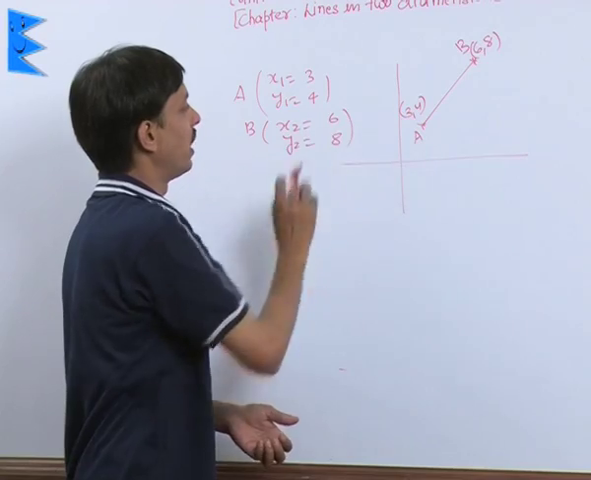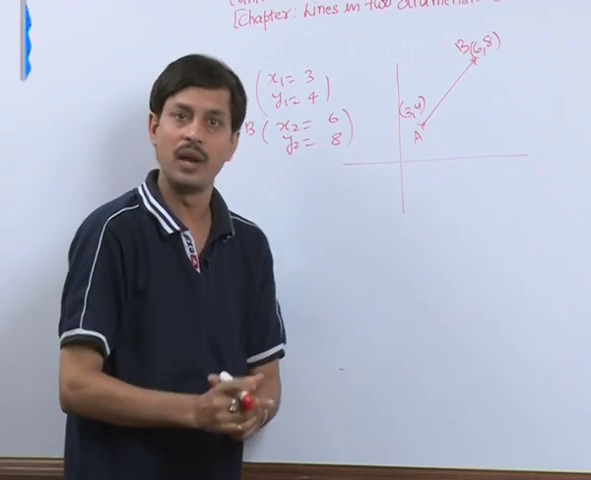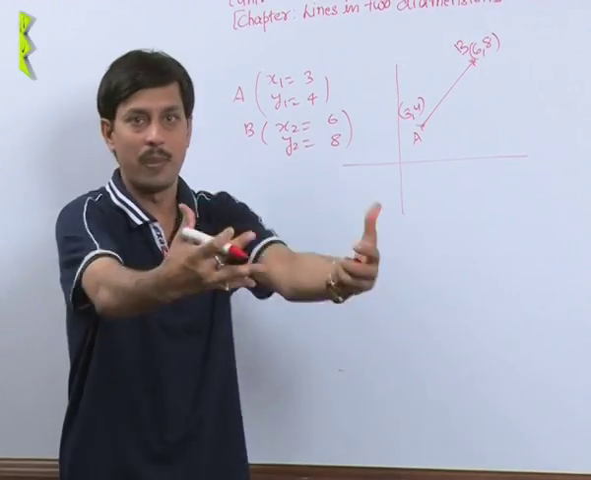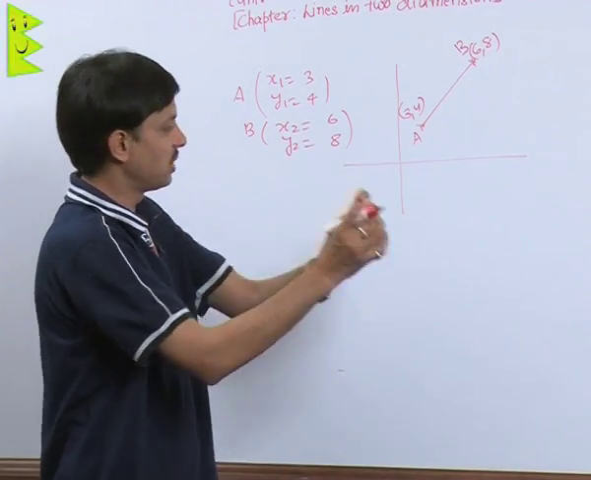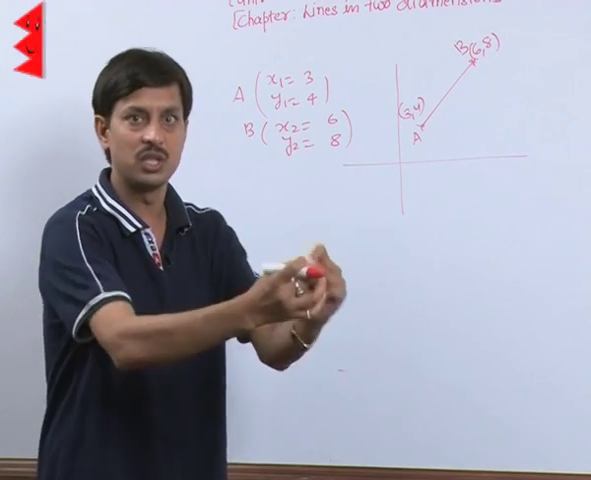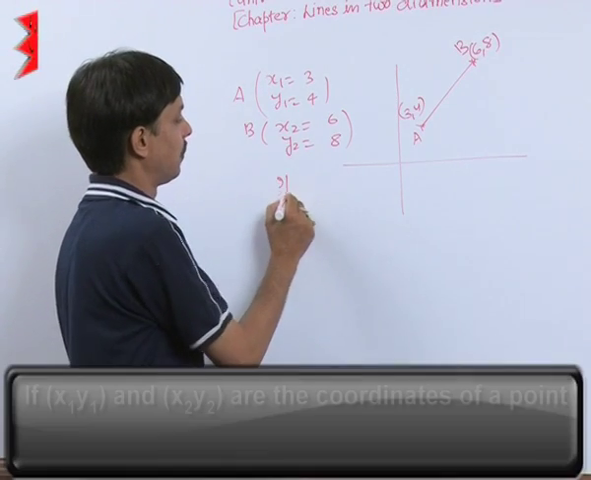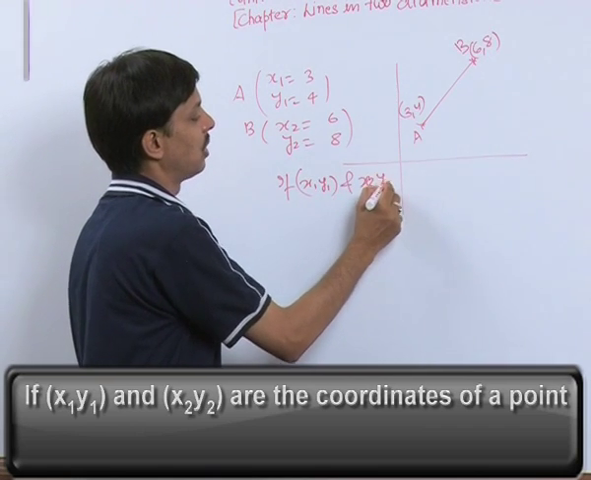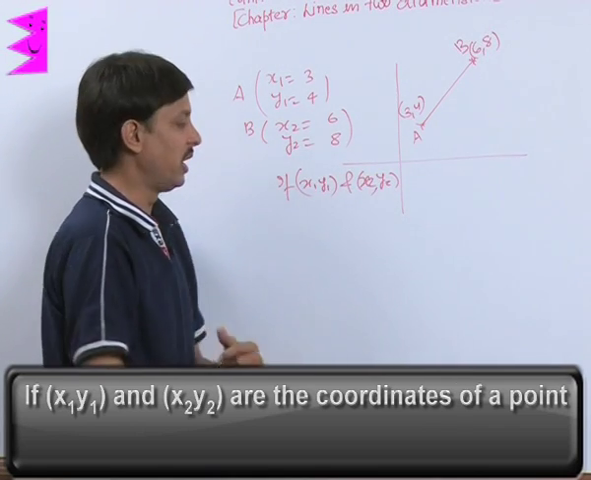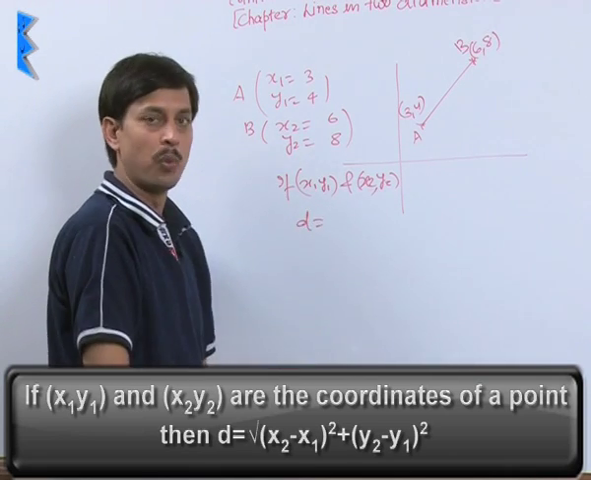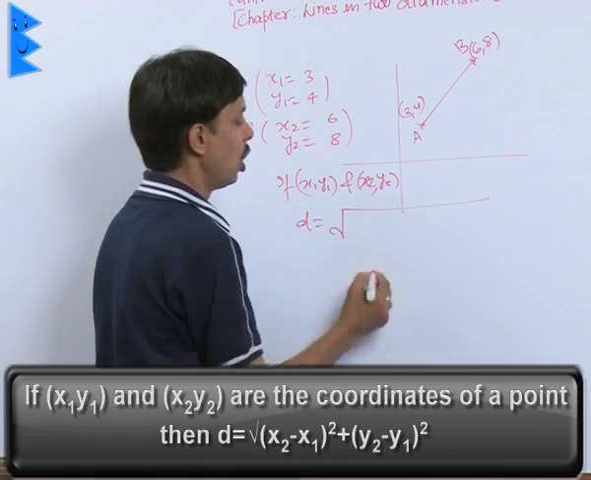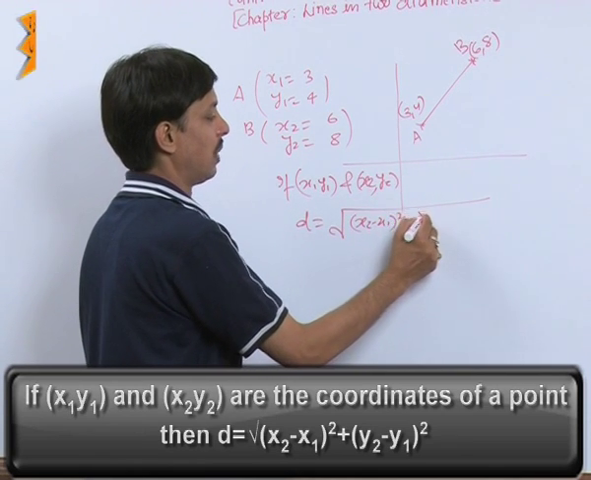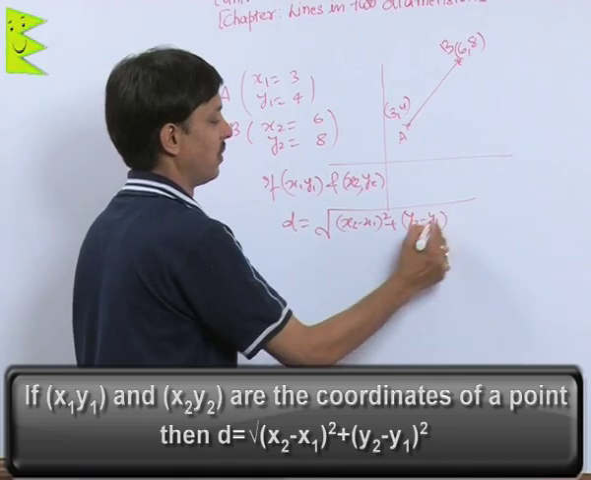x1, y1 and x2, y2 are the coordinates of the initial and final situation. We want to calculate the distance, or we want to apply the distance formula. What is the rule? What is the formula as discussed with you? If x1, y1 and x2, y2 are the coordinates of 2 points, then the distance between these 2 points is given by the root of (x2 minus x1) square plus (y2 minus y1) square.